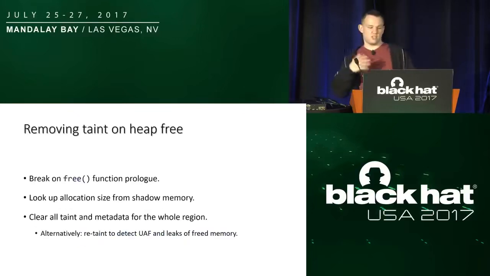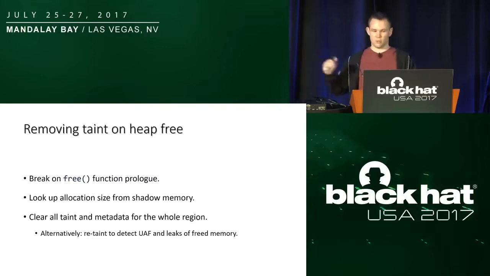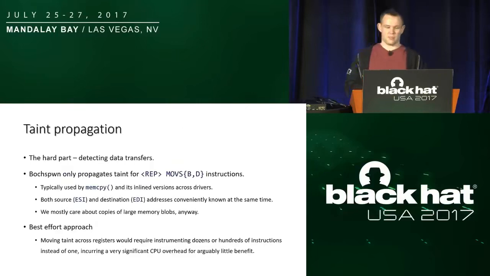Then we want to remove taint on heap free, which is also very reliant on how the heap implementation works on the specific system. But basically, when we break on a free function prolog, we look up the allocation size of the memory that corresponds to the address, and we just clear all of the taint and metadata that corresponds to the whole memory region. Another idea would be to skip this clearing of the taint and instead retaint this memory in order to detect use after free and leaks of freed memory. But that's an implementation detail.